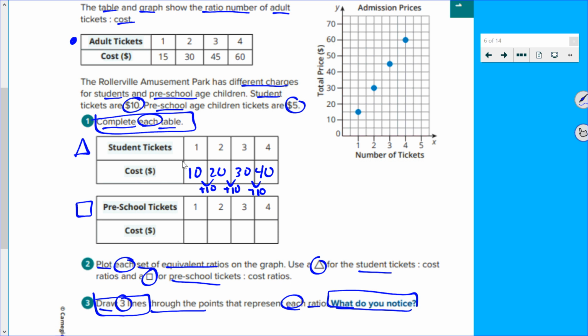Shouldn't have to guess. We've shown it every time we've done a table. Told you need to show your work. Tell me how you're getting there. Preschool, it's now 1 and 5. So I go 5, 10, 15, 20. How did I get there? I'm just adding 5.